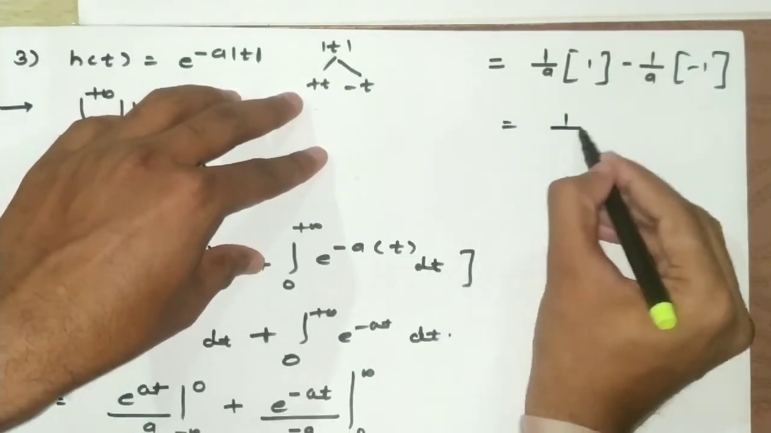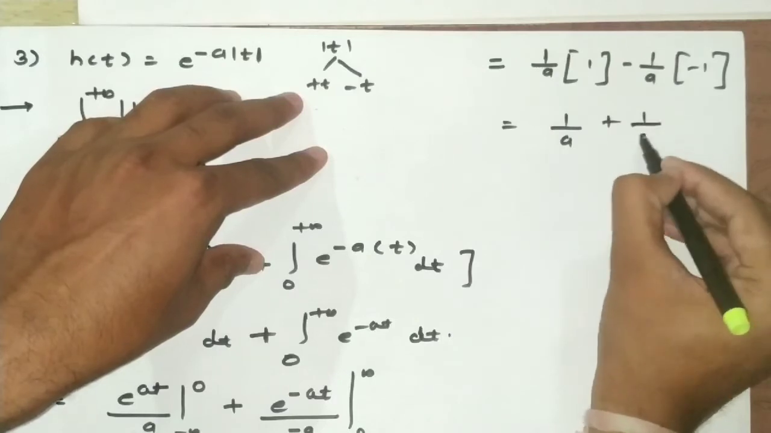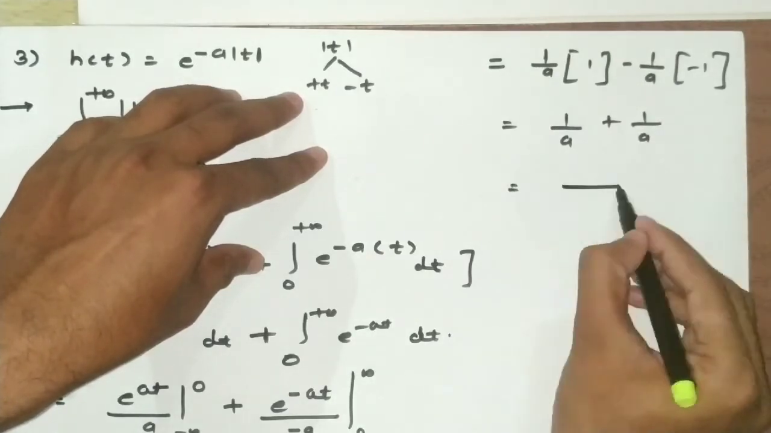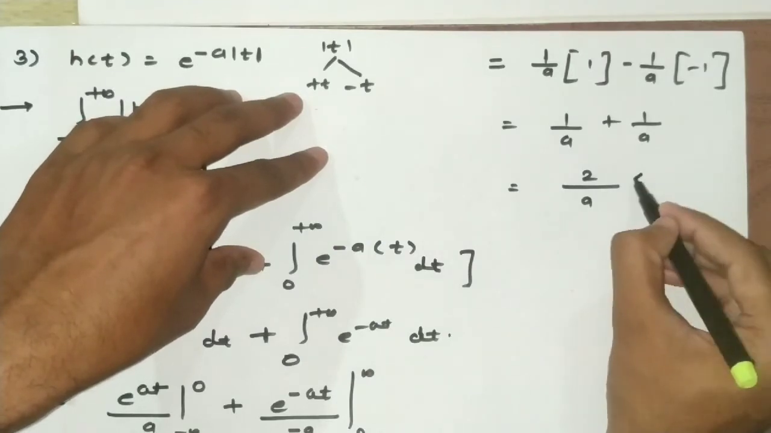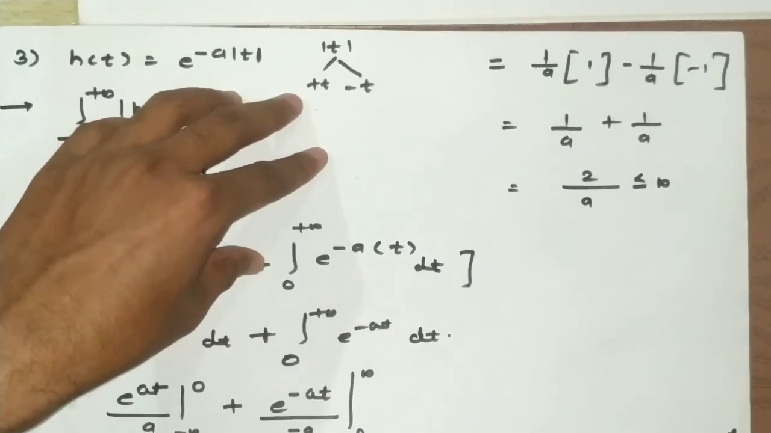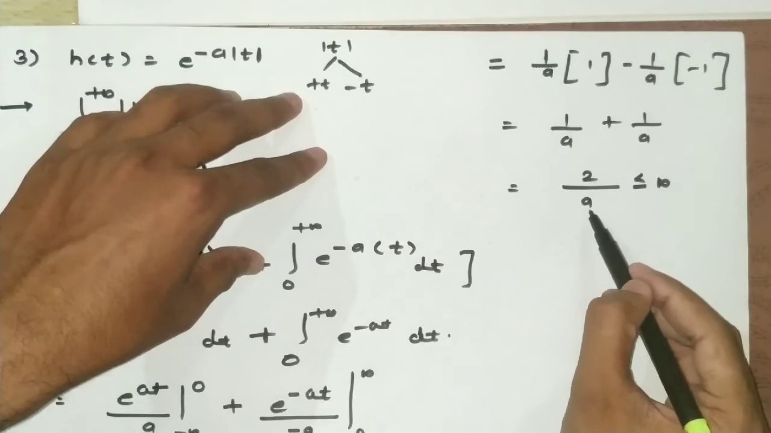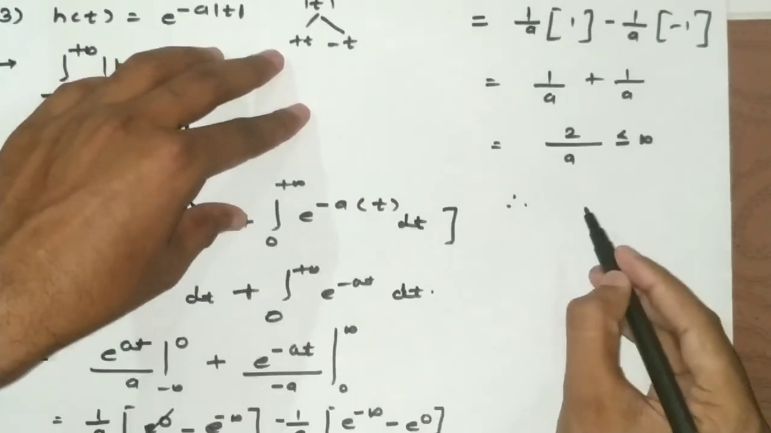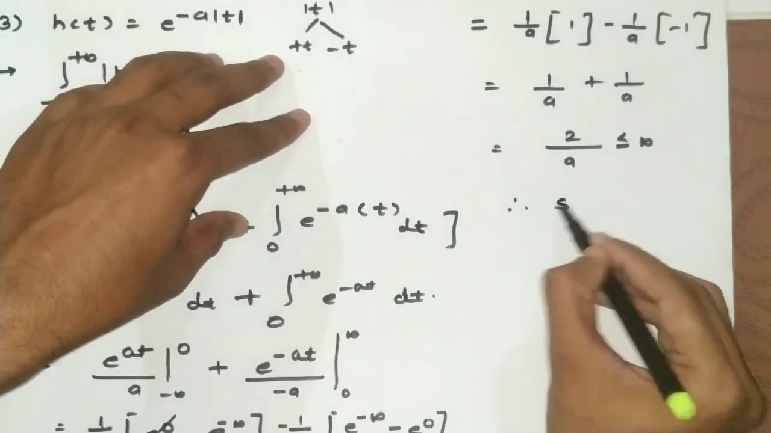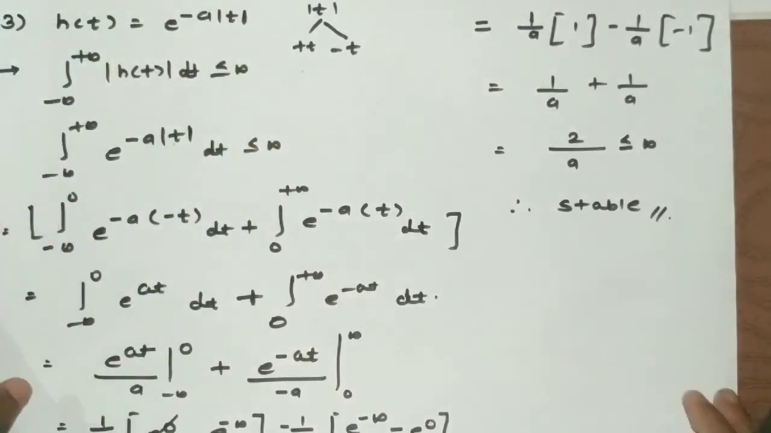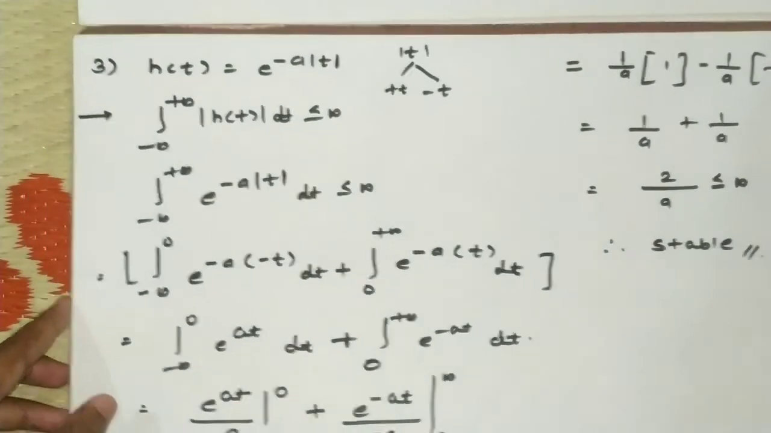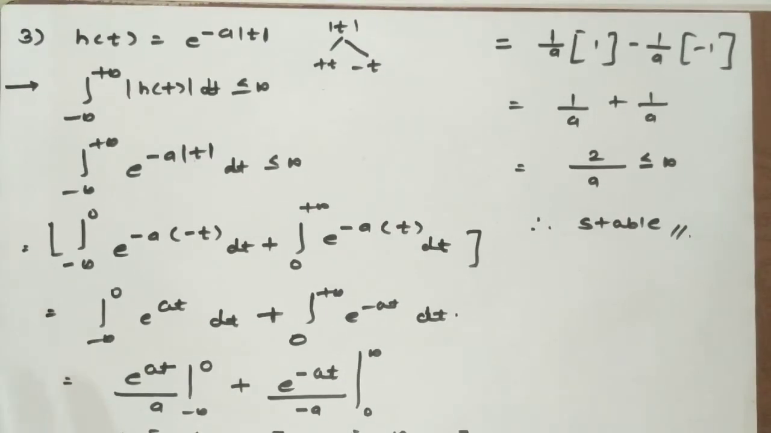So this becomes 1 by a plus 1 by a. If you take a as common, this will be 2 by a. Now 2 by a will definitely be less than infinity, provided that a should not be equal to 0. Therefore, we can say now the system is a stable system. This is the example that we assumed for a continuous time signal.